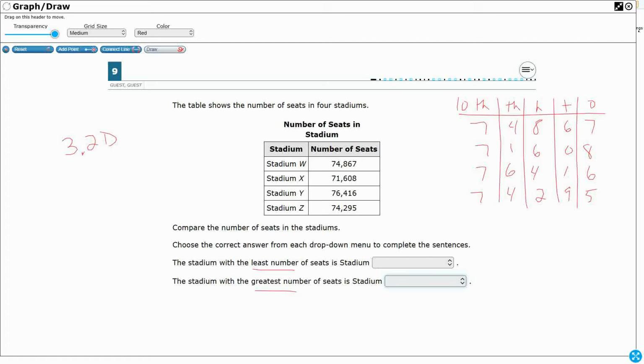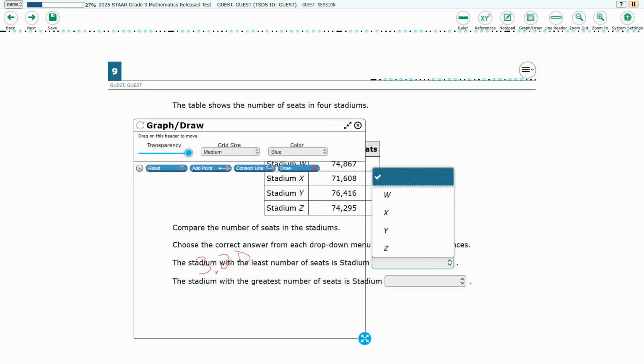We're looking for the least. So when we're looking for the least, always start with the largest place value first. They're all sevens, so we're really not even going to pay much attention to the 10,000s place. It doesn't do us anything. We are going to look at this thousands place, so we keep moving to the right. If we're looking for the least, I've got a 4, 1, 6, 4. That's the only one I need. So this is going to be Stadium X, right? And Stadium X is going to have the least because it's got a one in the thousands place. The others have fours and sixes.